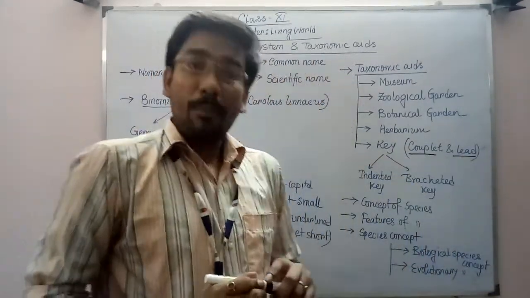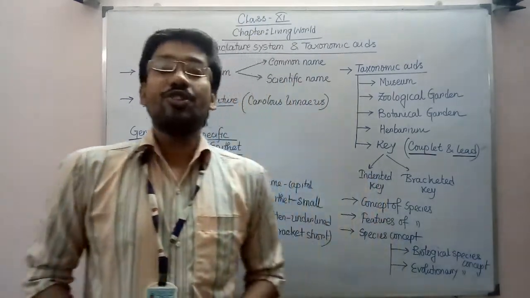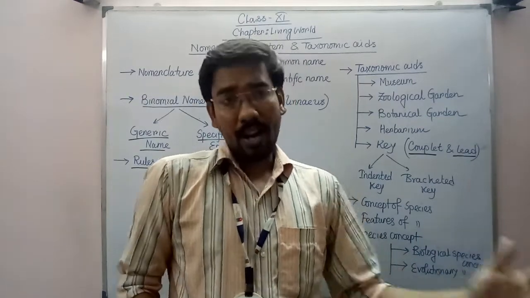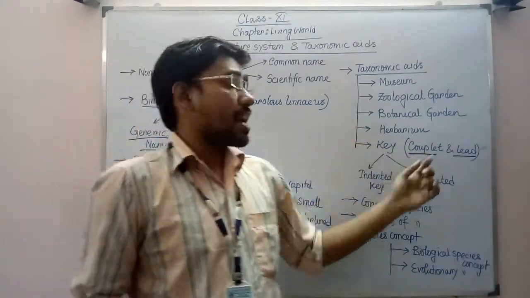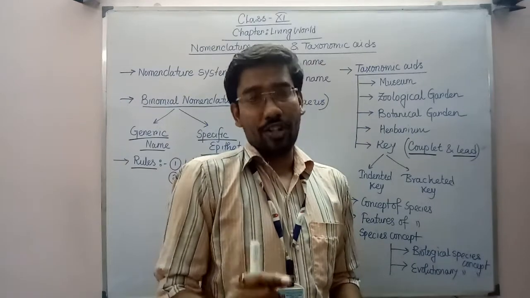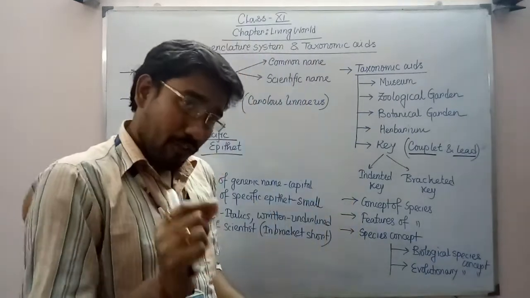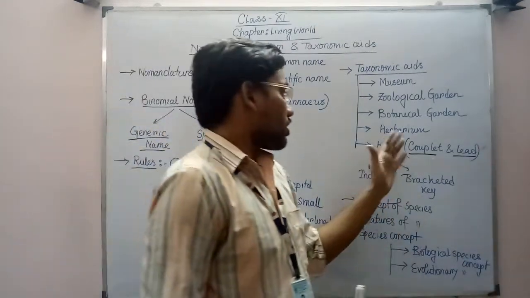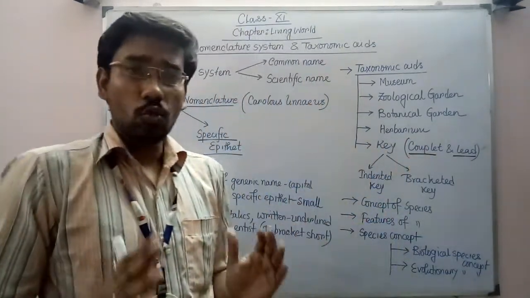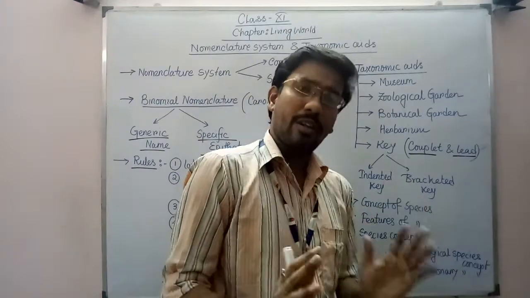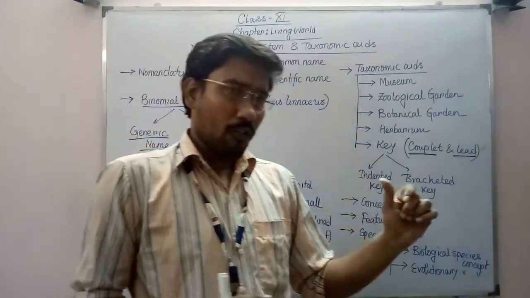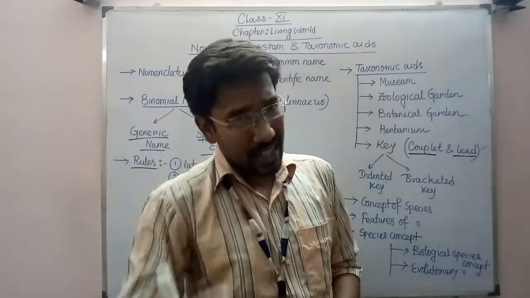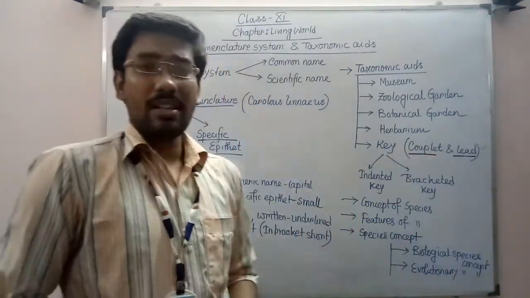What is couplet? Couplet is actually the pair of contrasting features which are written on a sheet or on a page. So the pair of contrasting features is commonly called a couplet, and each feature of each pair is commonly known as a lead. I think these two terminologies are very clear to you. Each pair of contrasting features is known as a couplet, and each single feature of every pair is known as a lead.